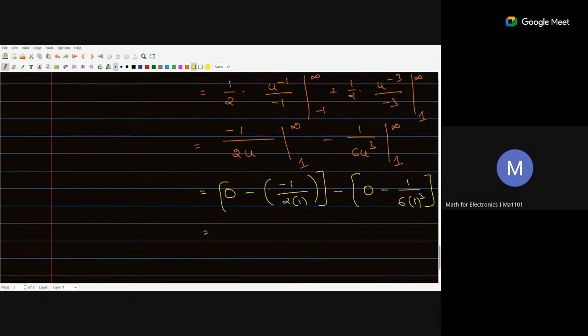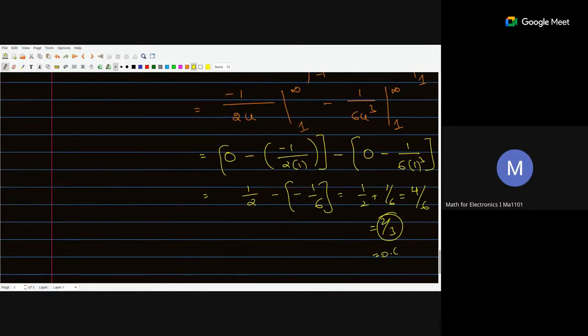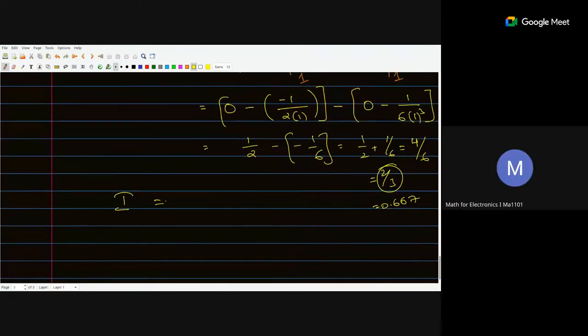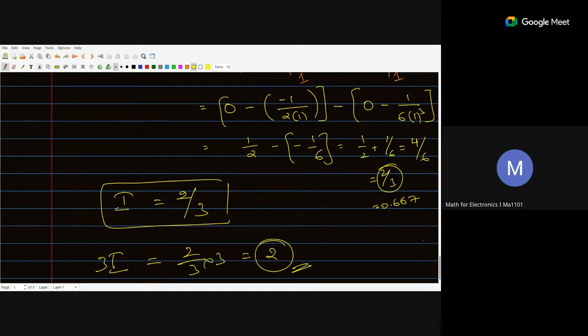If we simplify this, it will become half minus of minus 1 by 6, which will become half plus 1 by 6, which gives us 4 by 6, that is 2 by 3. Let me just check whether this is correct. Yes, sir, this is correct. So the answer is basically 2 by 3 into 3 because they're asking for 3. Whatever so far we computed is the value of I, but they asked for 3I. So this will be 2 by 3 times 3, which becomes 2.